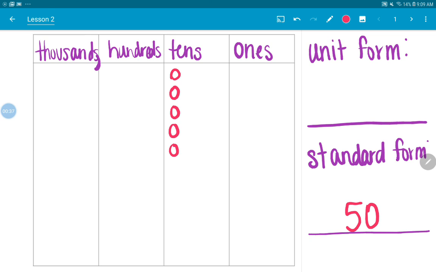Jacob? I have 5, and what's the place value of those 5? Tens. So in unit form, I have 5 tens. And in standard form, we know that's just 50. That's the regular way we write the number 50. Alright, let's try another one.